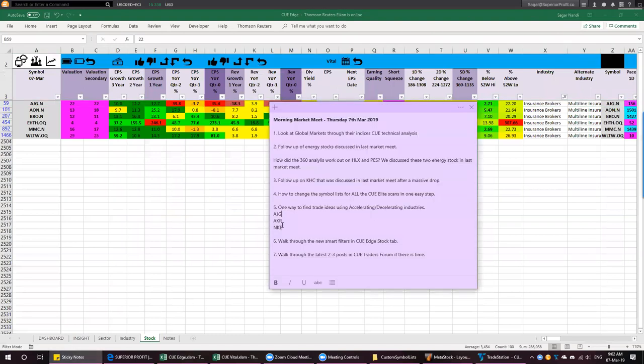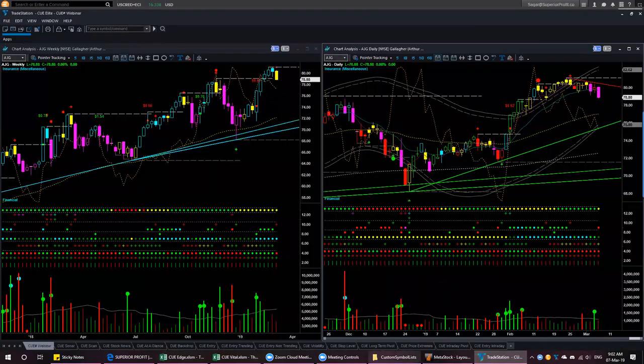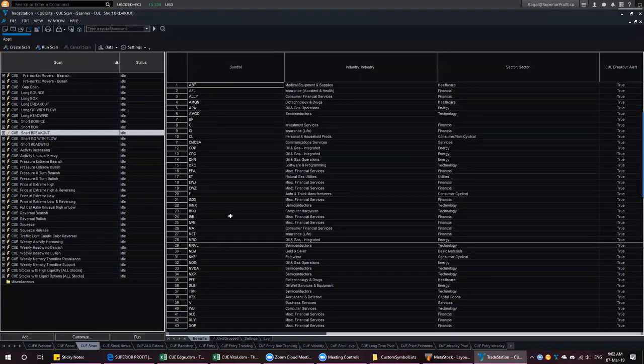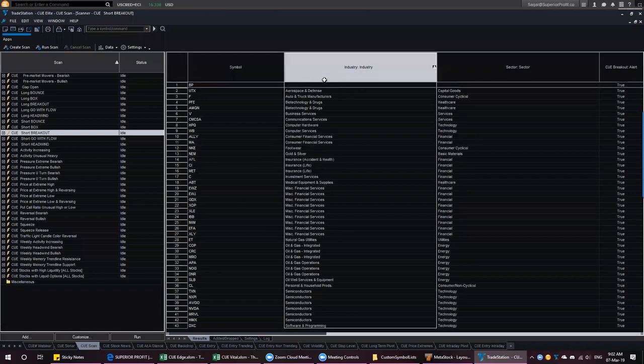There are few other stocks I noted. You can look at them, AKR and NKE. We'll not go through them. Let me go through the scan result. Wow, there are many, many stocks breaking down. Many, many stocks. That is showing the weakness of the market. Now you can sort by the industry and see which industry is weak.